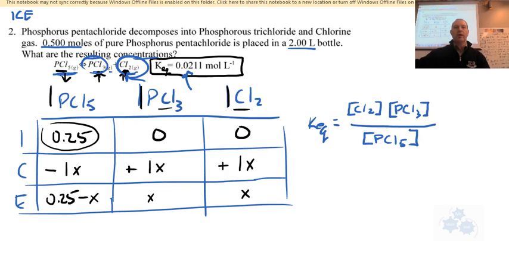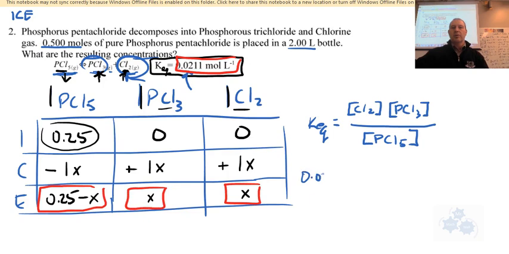Once you get to this point, now we can substitute everything in. At equilibrium, this is the Keq constant. At equilibrium, the expression for PCl5, the expression for PCl3, and the expression for Cl2. So we just plug everything in, and that looks like this: 0.0211 equals x times x all over 0.25 minus x. And this is just to the power of 1, so it looks like that.